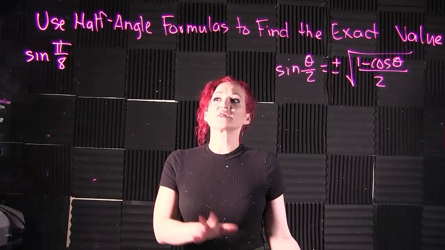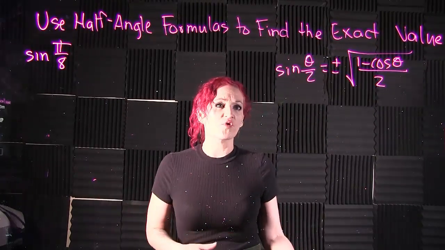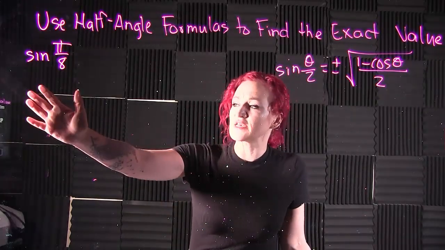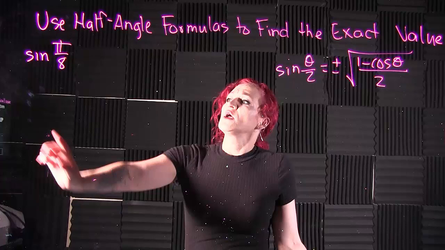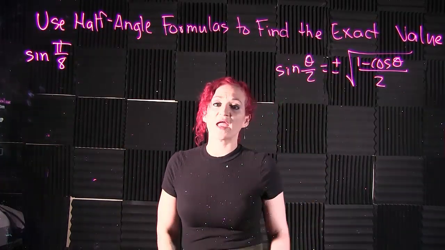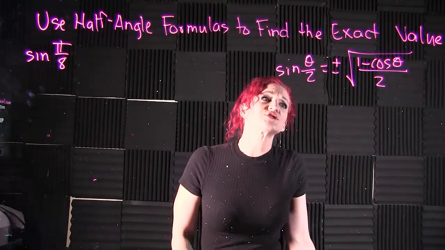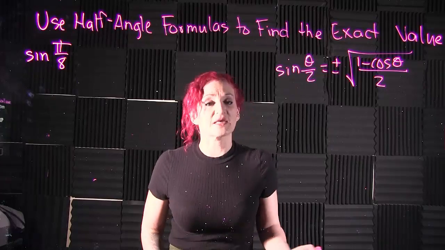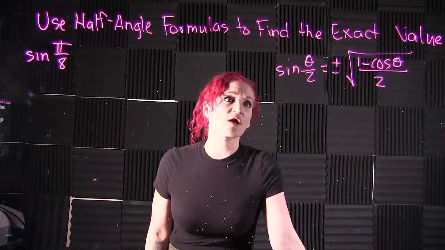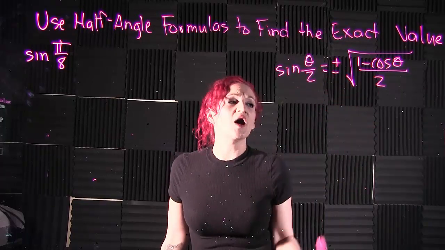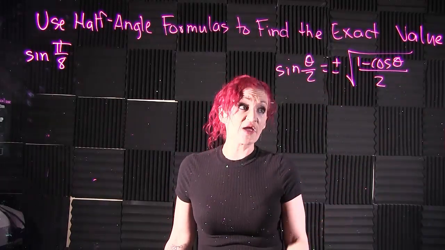Let's focus on how we use the half angle formula for sine, cosine, and tangent. First, I have an example dealing with sine. We are given sine of pi over 8, and we are going to find the half angle for sine based off of that. The formula tells us it's plus or minus, depending on the sine of your angle, the square root of 1 minus cosine theta over 2.